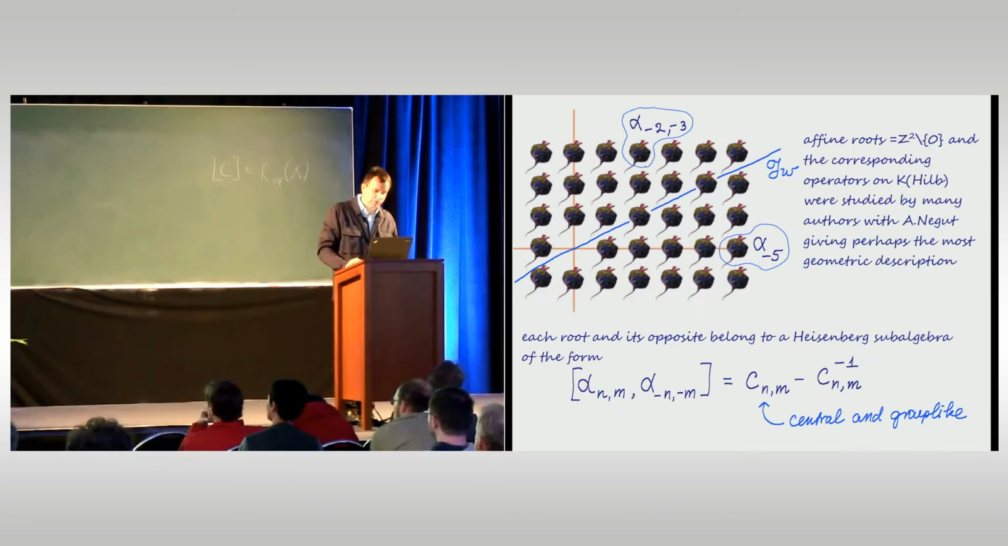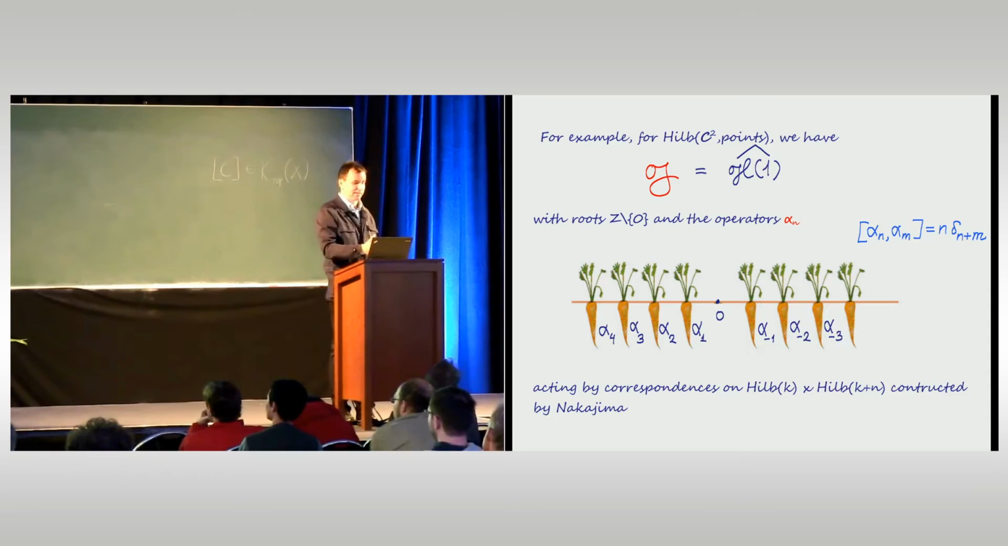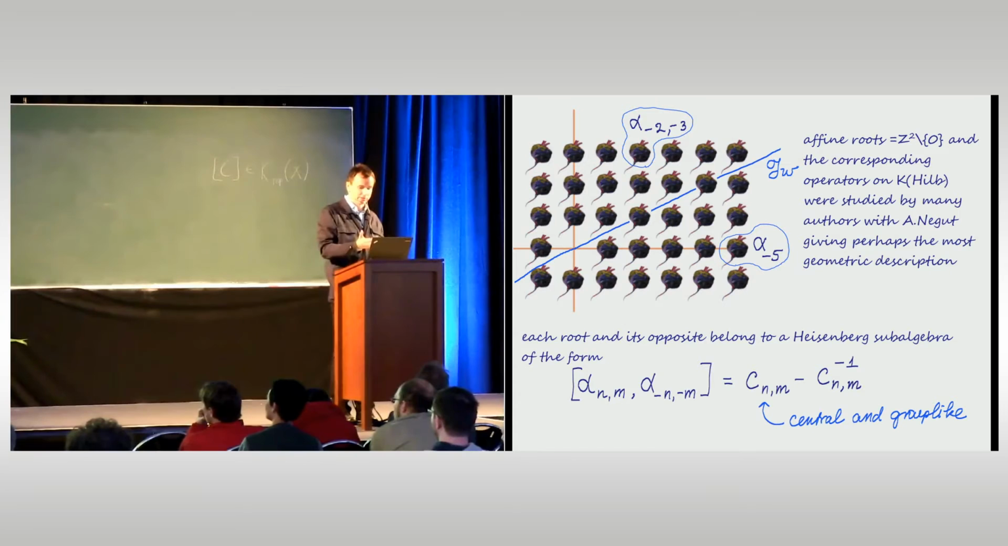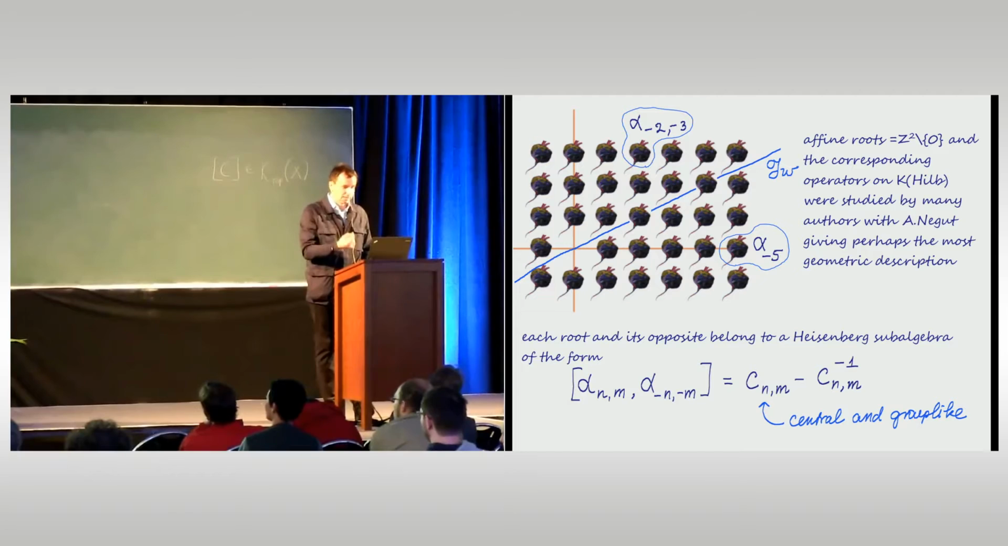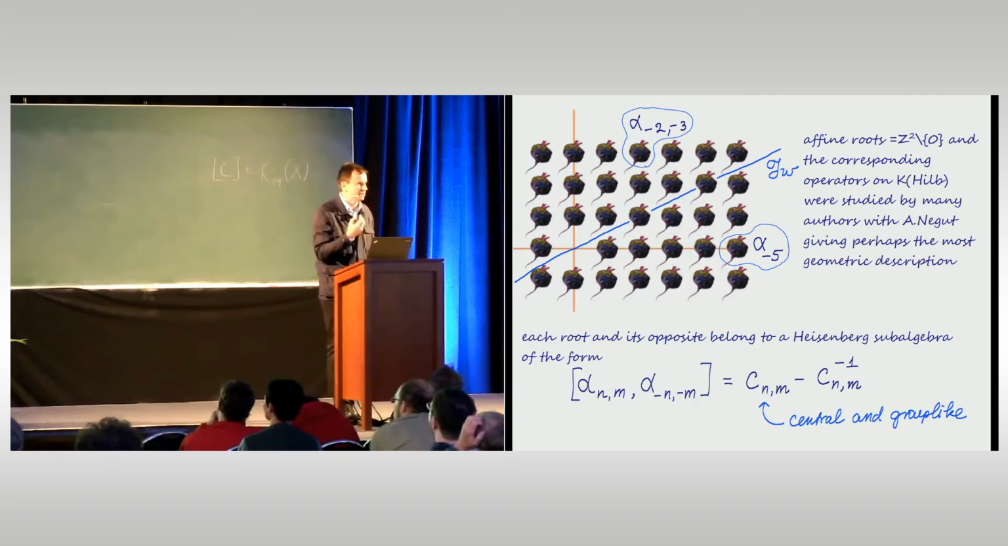Now when I go to the affine situation, I have one more layer of loops. So previously I had just Laurent polynomials, now I have Laurent polynomials in two variables. So my roots are going to look like this. There'll be a root operator for every root in this lattice. And those operators were studied by many people, and if you want a particularly nice geometric description, which generalizes the description of Nakajima operators, you can find this in a paper by Neguț.